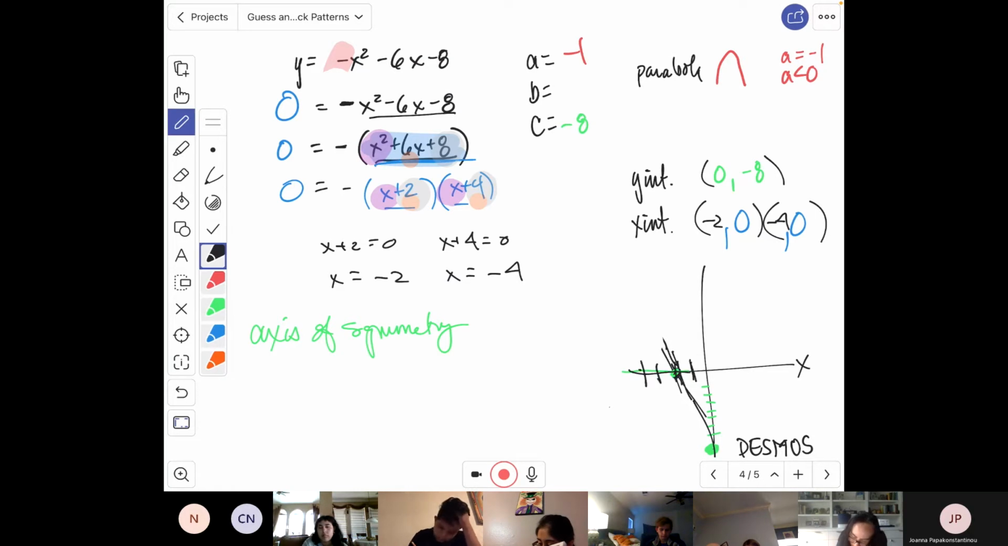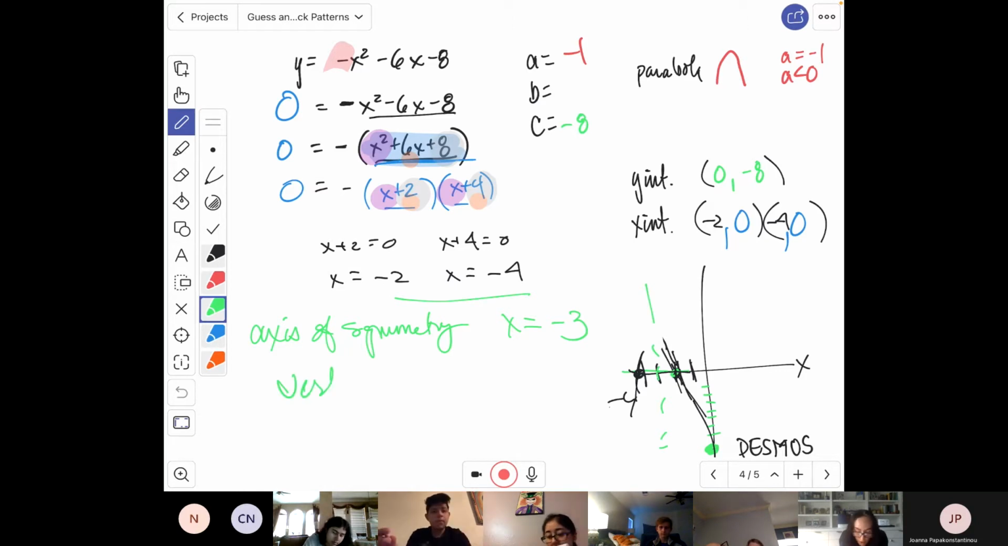-2, -4. So yes, our axis of symmetry is in between that, x equals -3. Right? It's in between those two values. So if I have my axis of symmetry, I have the x value of my vertex. So I can then find the y value of the vertex by just substituting in that x value here.